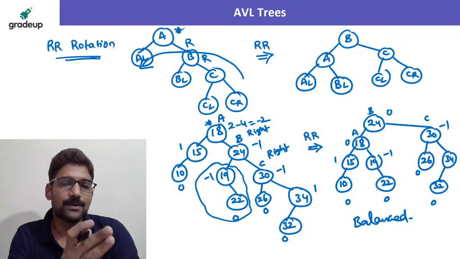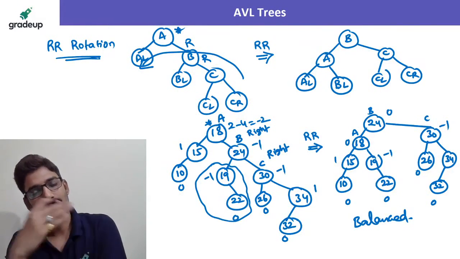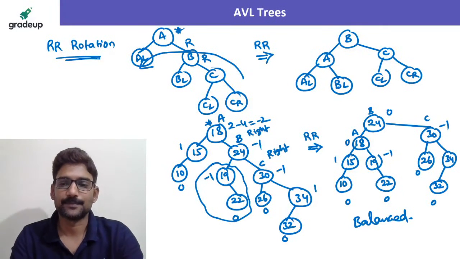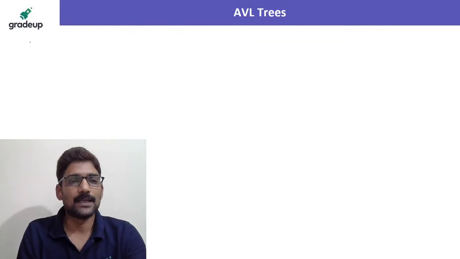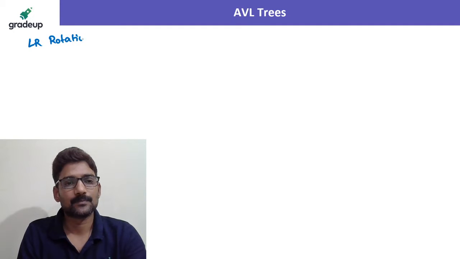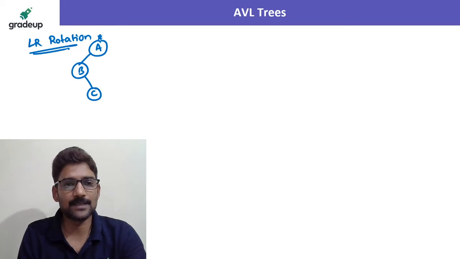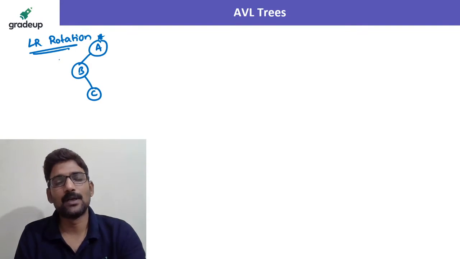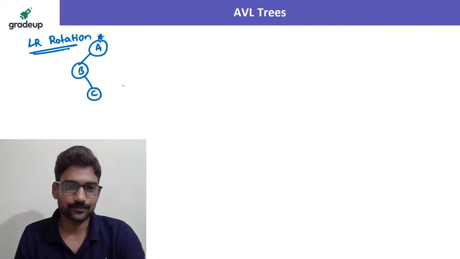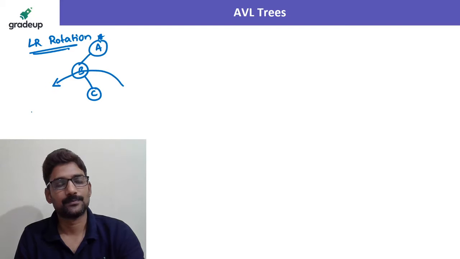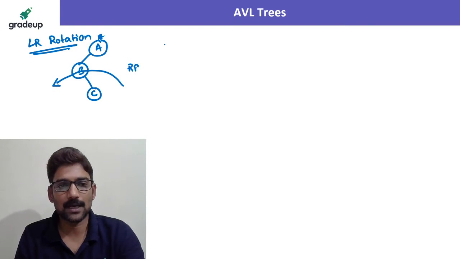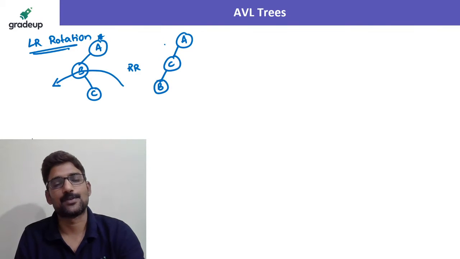So to make an unbalanced tree balanced, we can use LL rotation and RR rotation. Now let us see LR rotation. You observe, if B is the left child of A and C is the right child of B, A is becoming the critical node. When we want to do LR rotation, first we do right rotation. That means first we do RR rotation. Then C becomes parent, B becomes left child.